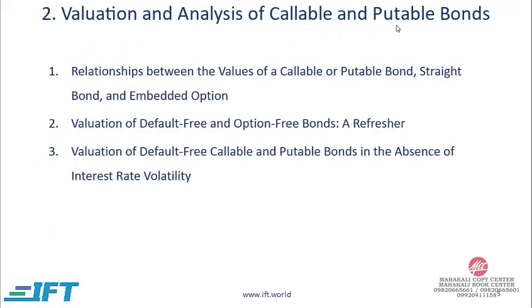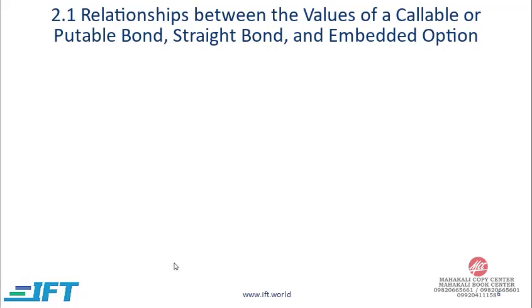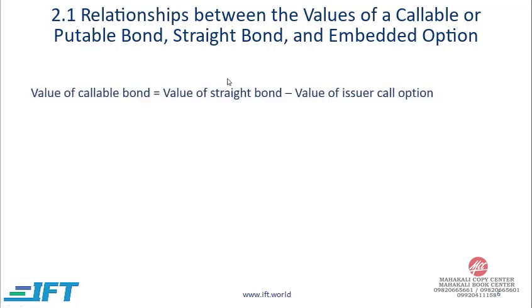Valuation and analysis of callable and puttable bonds. What we'll do first is consider a straight bond and look at the impact on the straight bond of different kinds of embedded options. Then we'll do a quick recap of how to value a default-free, option-free bond. This is material that we've seen before. In section 3.3, we will learn how to value callable and puttable bonds in the absence of interest rate volatility. First, the basic relationship between the values of a callable or puttable bond, straight bond, and an embedded option.